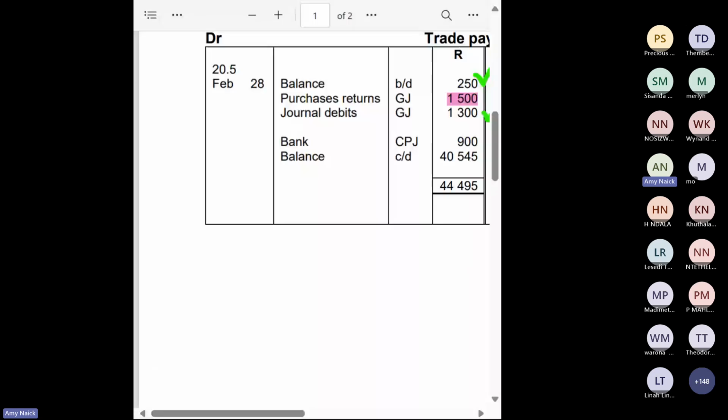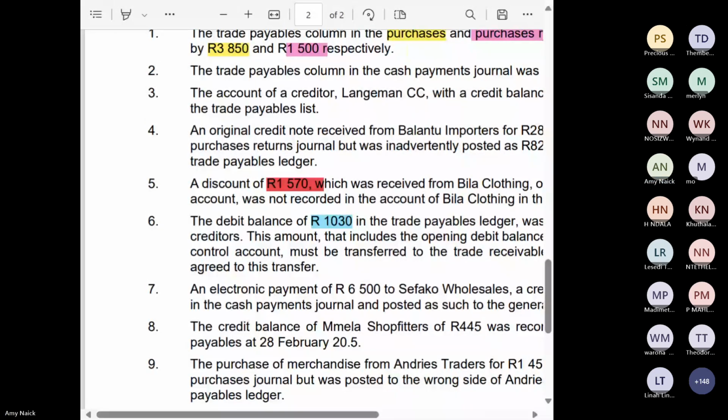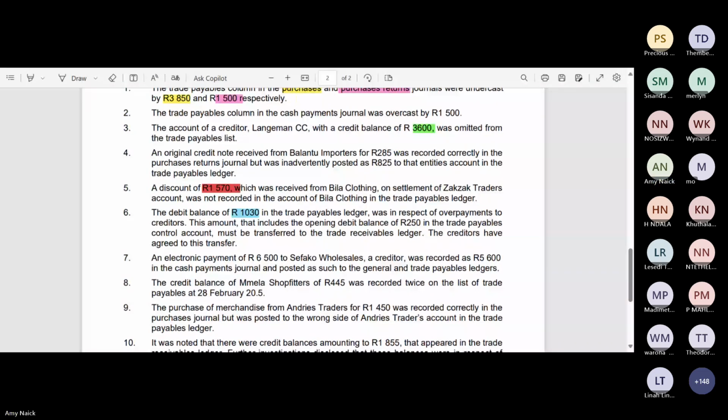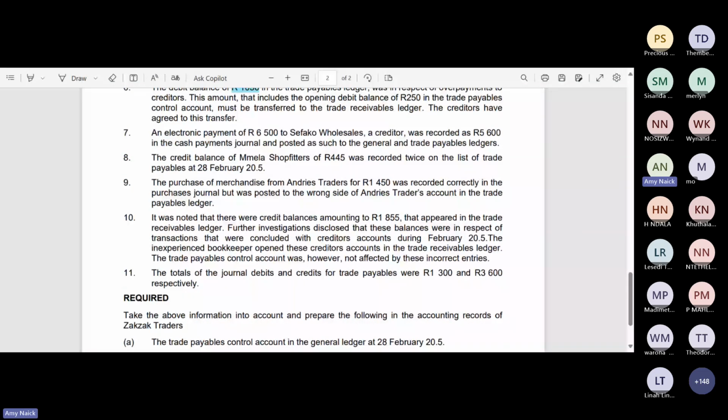Okay, if we then move to the next, that is transaction 7. Sorry, are we still fine for questions, or is there anything that's uncertain? Yes, there's a hand. Okay, from Masiho.